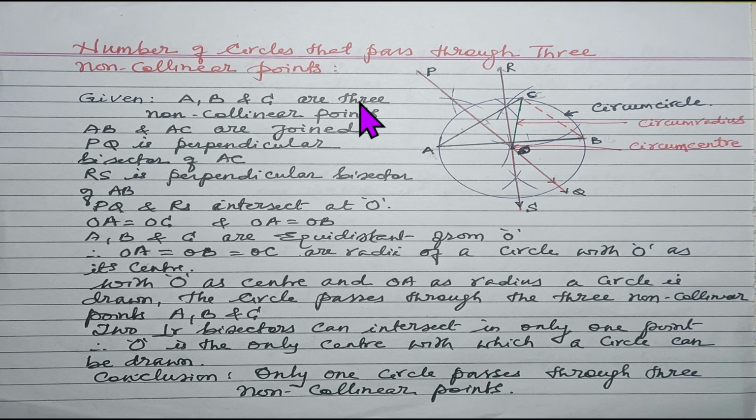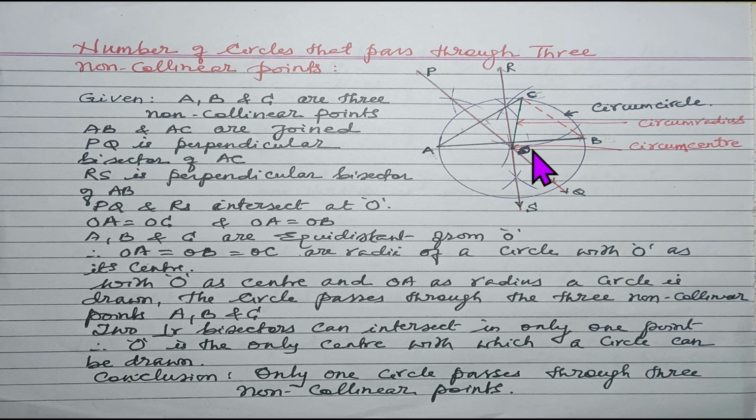Now we are given A, B and C are 3 non-collinear points. A, B and C are joined. We join AB and AC and we draw the perpendicular bisectors RS and also PQ. RS is the perpendicular bisector drawn to AB, and PQ is the perpendicular bisector drawn to AC. And once we draw the perpendicular bisectors, if you take a point O on that, then OC and OA are equal, OC and OB are equal.